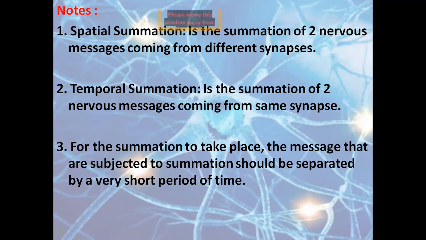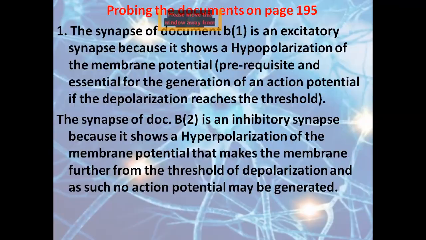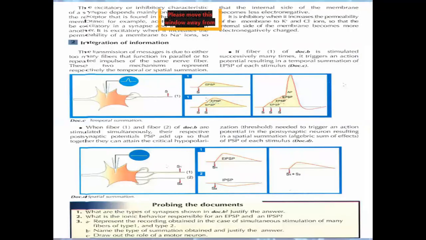So in this document, we described everything related to the temporal summation, the spatial summation, the inhibitory synapses, excitatory synapses, EPSP, IPSP, and also we identified what happens when we have IPSP and what happens when we have EPSP. These notes are very important.